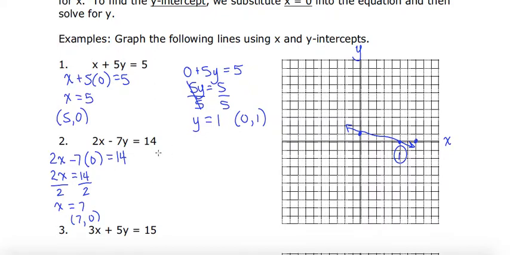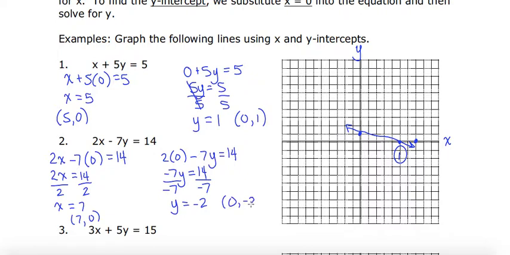And now I'm going to find my y-intercept. So I have 2 times 0, take away 7y is equal to 14. 2 times 0 is 0, so we're left with 7y equals 14. And now we're going to divide both sides by -7. -7 divided by -7 is 1, so we're left with y. And 14 divided by -7 is -2. So the coordinate of our y-intercept would be (0, -2).